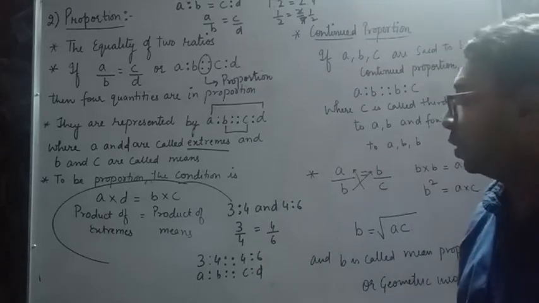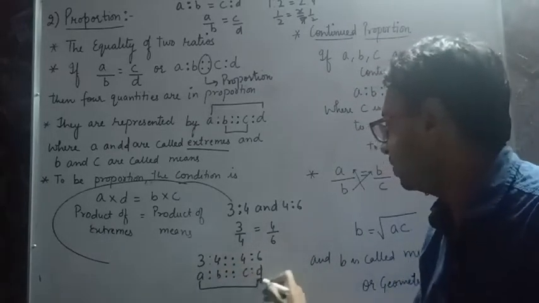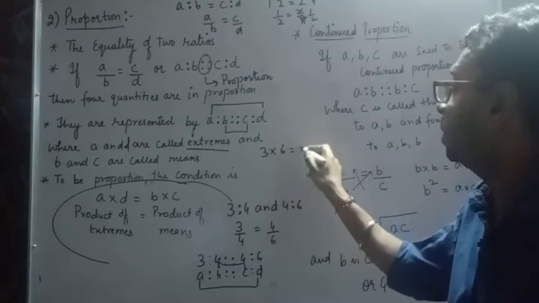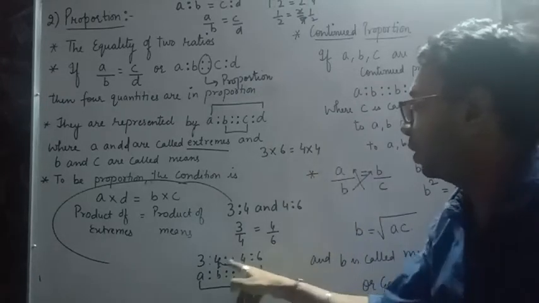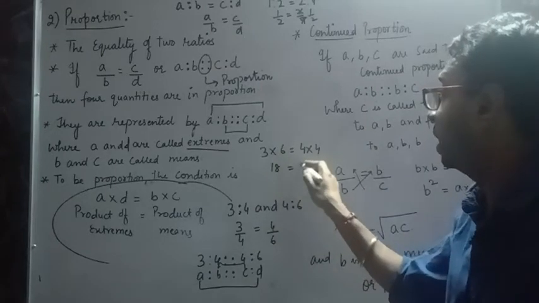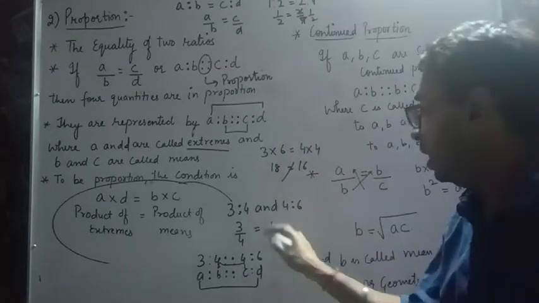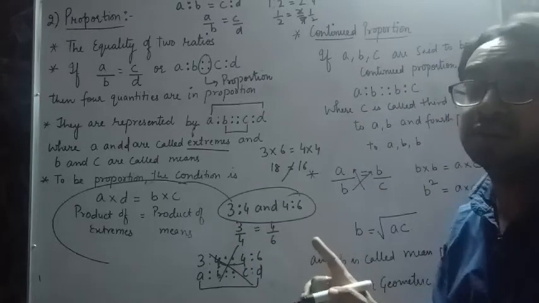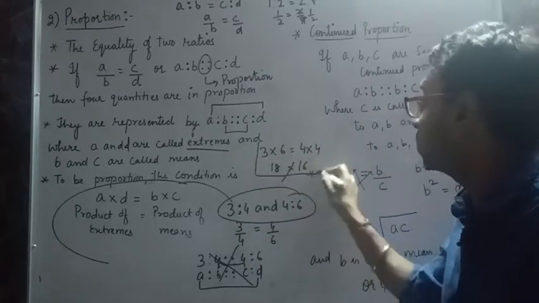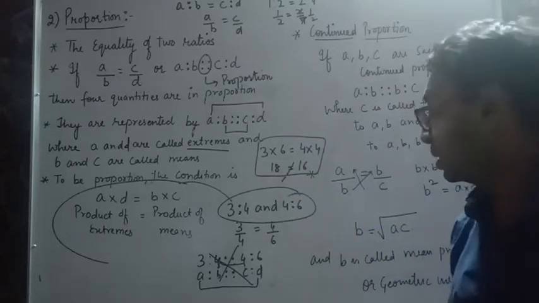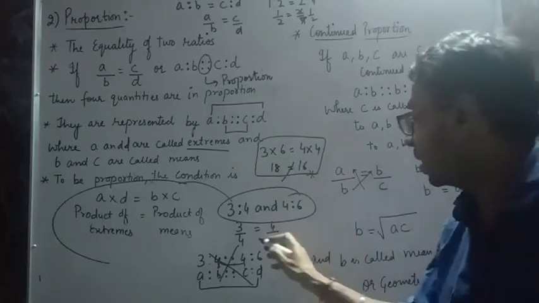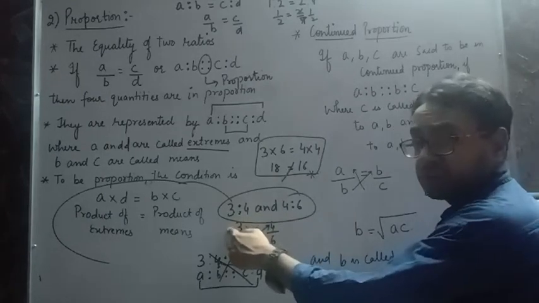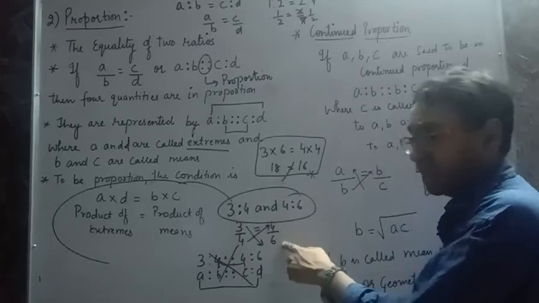If I have to prove it, what was the rule? Product of extremes must be equal to product of means. So 3 into 6 must be equal to the product of means, 4 into 4. But it is 18, and here it is 16. Are they equal? No. It means they are not in proportion. If they are not following this rule, they are not in proportion. Or another way of doing this is by cross multiplication. What is cross multiplication? The numerator of the first ratio with the denominator of the second. How will we be writing?